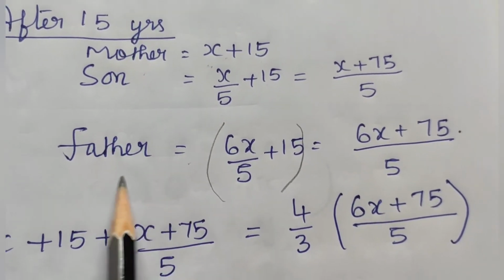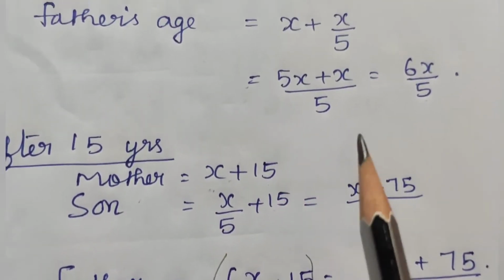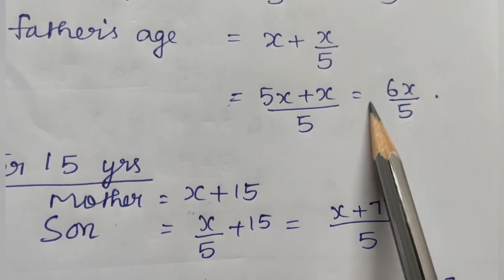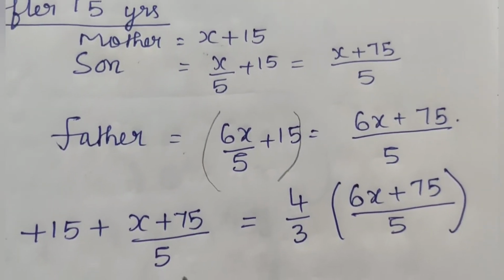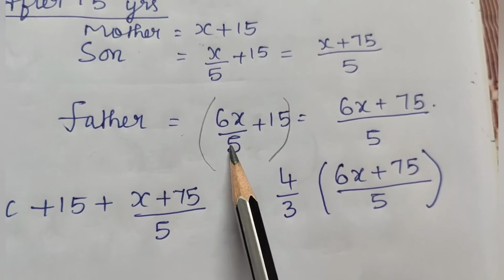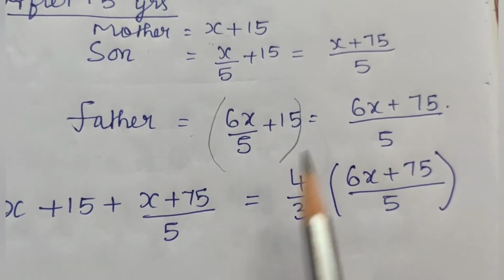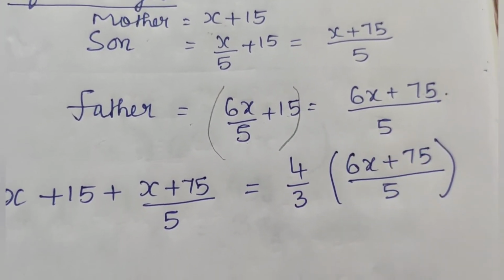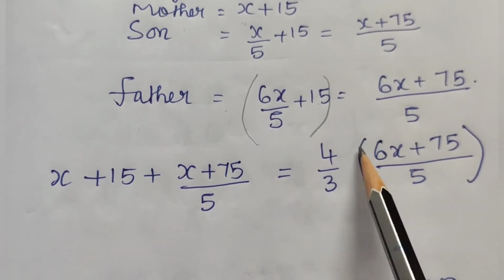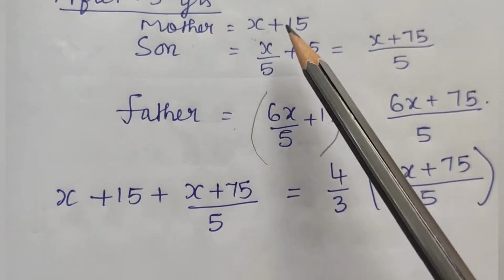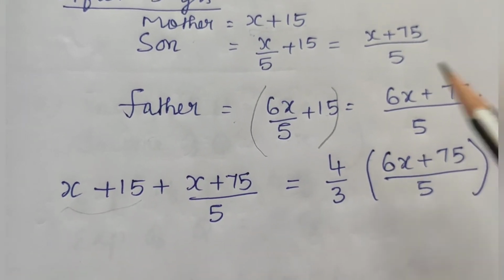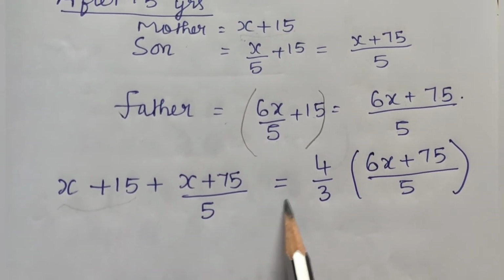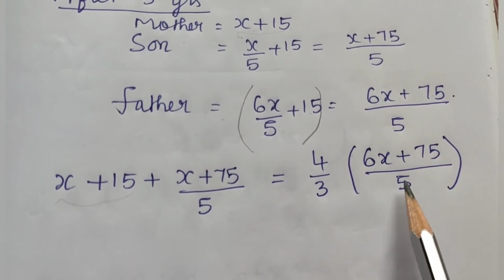After 15 years, what is father's age? Father's age, earlier we found out mother plus son, 6x by 5. This is present age of father. So, after 15 years, present age of father, 6x by 5 plus 15. We get 5, 6x plus 5 into 15, 75. 6x plus 75 by 5. Now, they are saying, after 15 years, what is mother's age? X plus 15. What is son's age? X plus 75 by 5. These two when you add, you will get father's age, 6x plus 75 by 5.